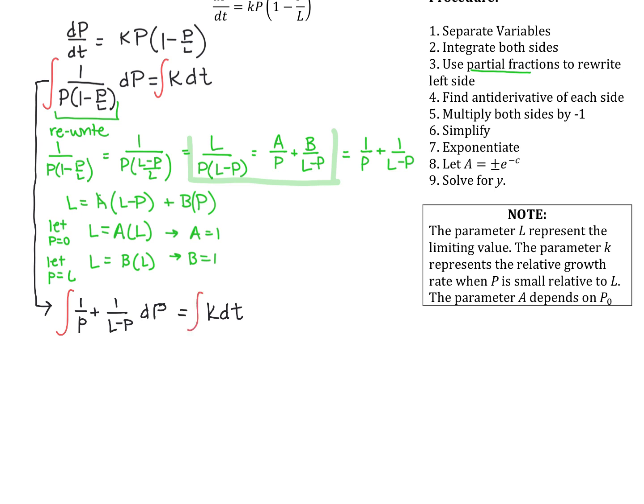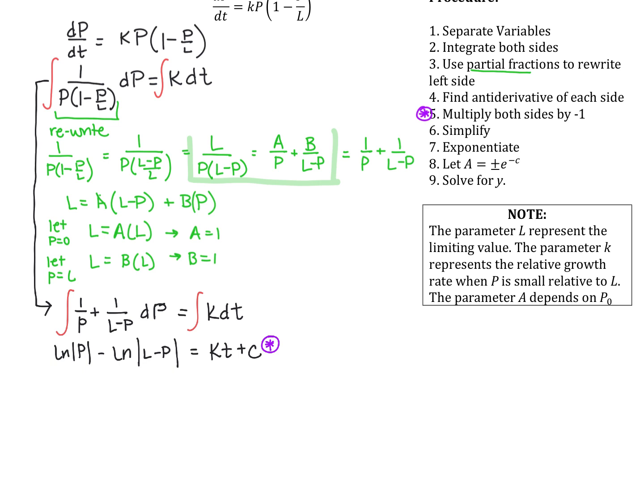So now I'm going to find the antiderivative of both sides. And we get the natural log of the absolute value of P, minus the natural log of the absolute value of L minus P equals KT plus C. All right, there is one step with this that's a little bit funky. And I want you to multiply both sides by -1. And so this is where we're going to perform that step. And I'll show you why.